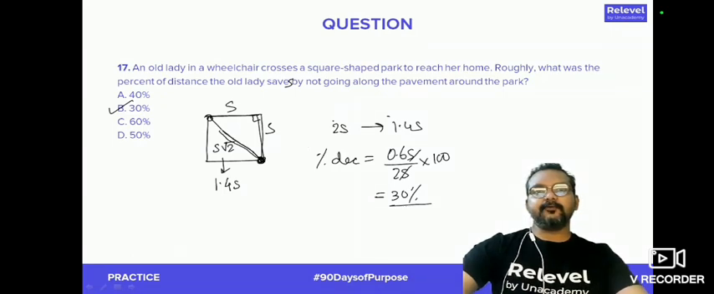So if you go along the diagonal, instead of going along the sides, how much distance do you save?